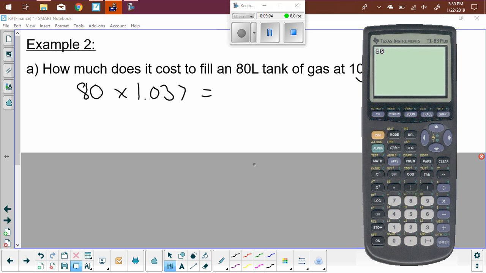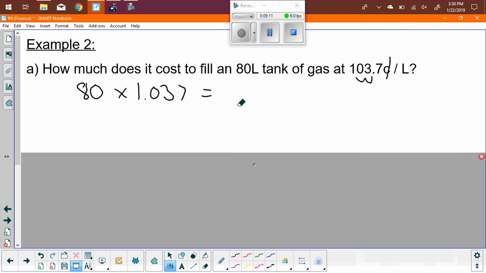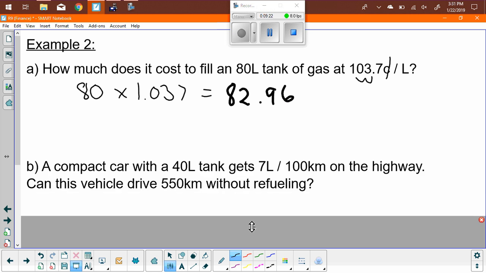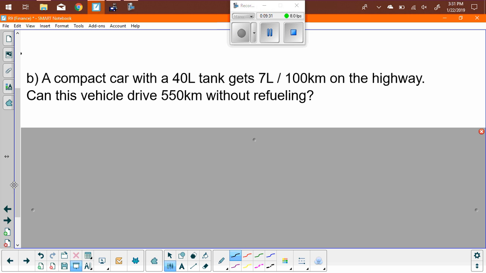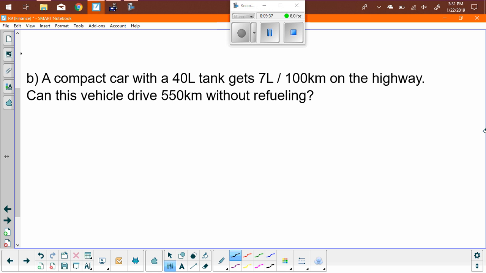So we have 80 times 1.037. This is $82.96. Okay, and now for part B, okay, a compact car with a 40-liter tank. It's 7 liters per 100 kilometers on the highway. Okay, can this vehicle drive 550 kilometers without refueling?